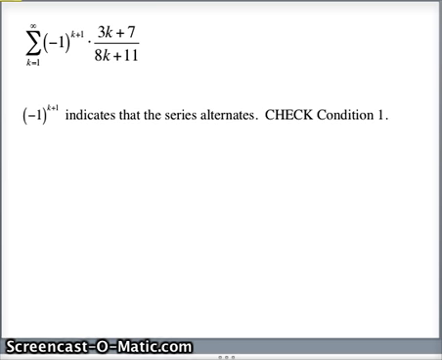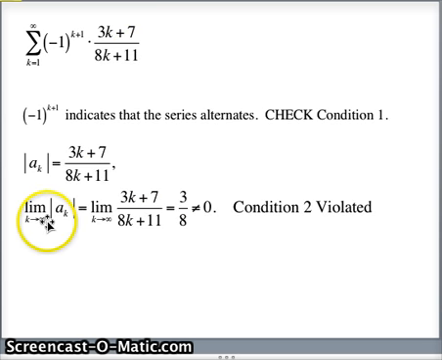So it does alternate. But if I take its absolute value, I have 3k plus 7 over 8k plus 11. What can I say about that? What is the limit as k goes to infinity of that? Well, if we would divide top and bottom by k, we'd have 3 plus 7 over k, 8 plus 11 over k. That goes to 3/8. That is not 0. Condition 2 is violated.